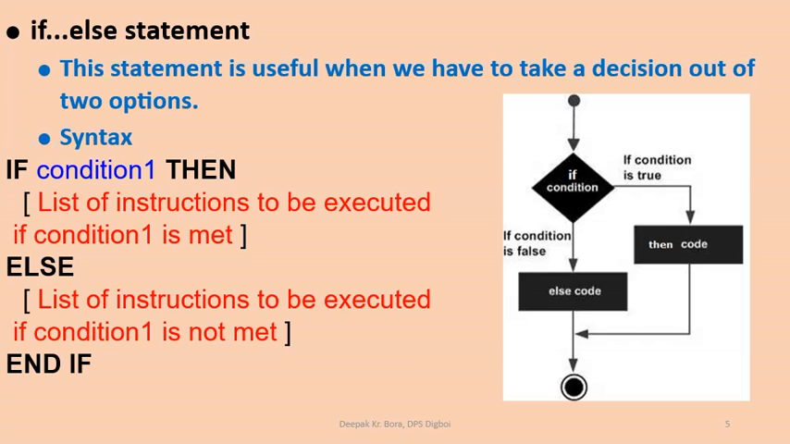Now the program continues, and when it reaches this dot, it will come to the condition and check the condition. If the condition is true, then the then part will be executed, and then it will come out of the if. If the condition is not met, that means the condition is false, then it will go to the else part of the code, and the else part will be executed. So let us see some examples of this if else statement.